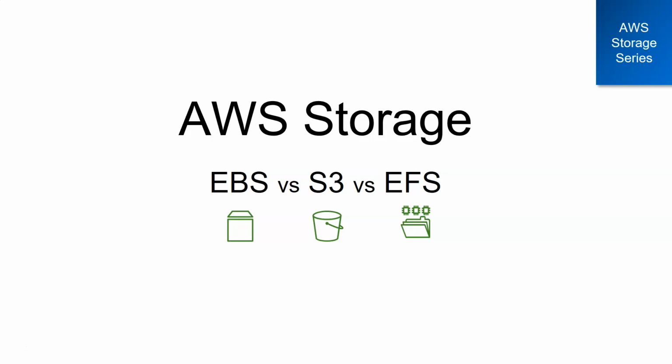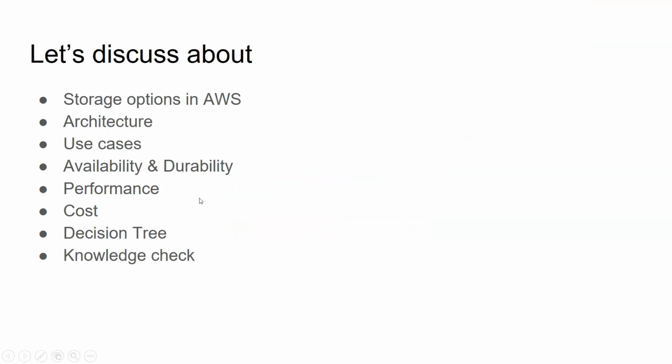So what we are going to discuss in this video is storage options in AWS, where in the architecture they fit in, typical use cases for different storage options, then the characteristics of the storage with respect to availability and durability, performance, cost, and then how to make a decision on choosing the right storage option. And finally, if you get this video right, you should be able to complete a knowledge check.